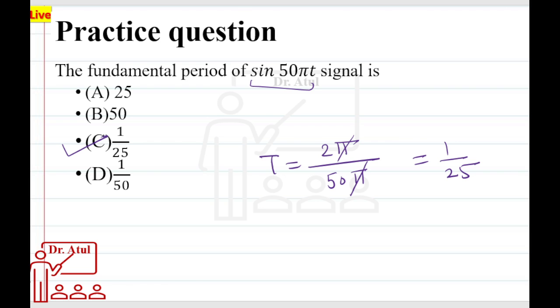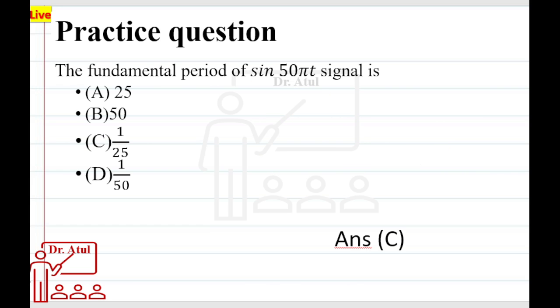Simple. T equals what? 2 pi upon omega naught. What is omega naught here? 50 pi. You can guess. Simple. Next one. The answer is C.